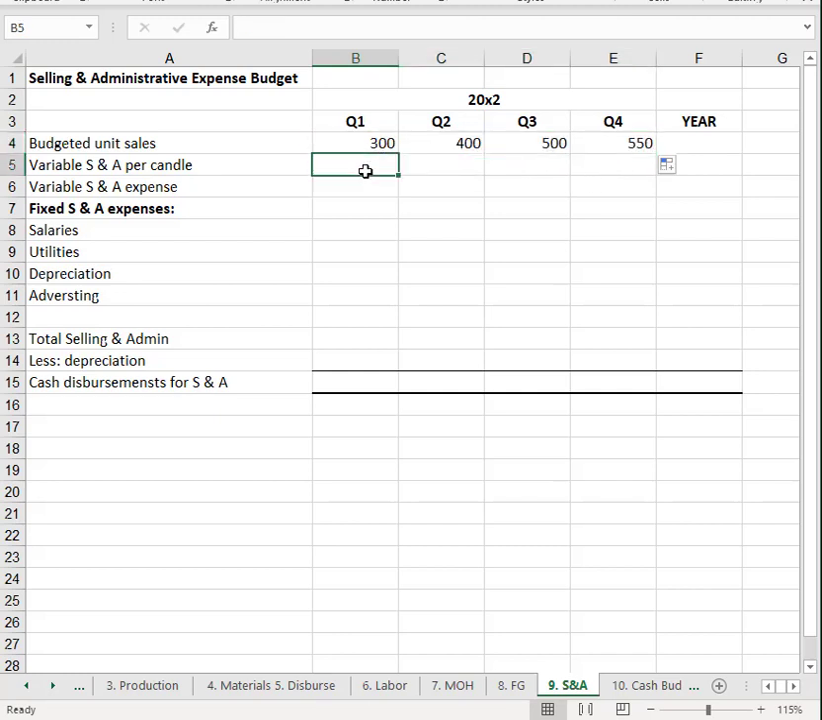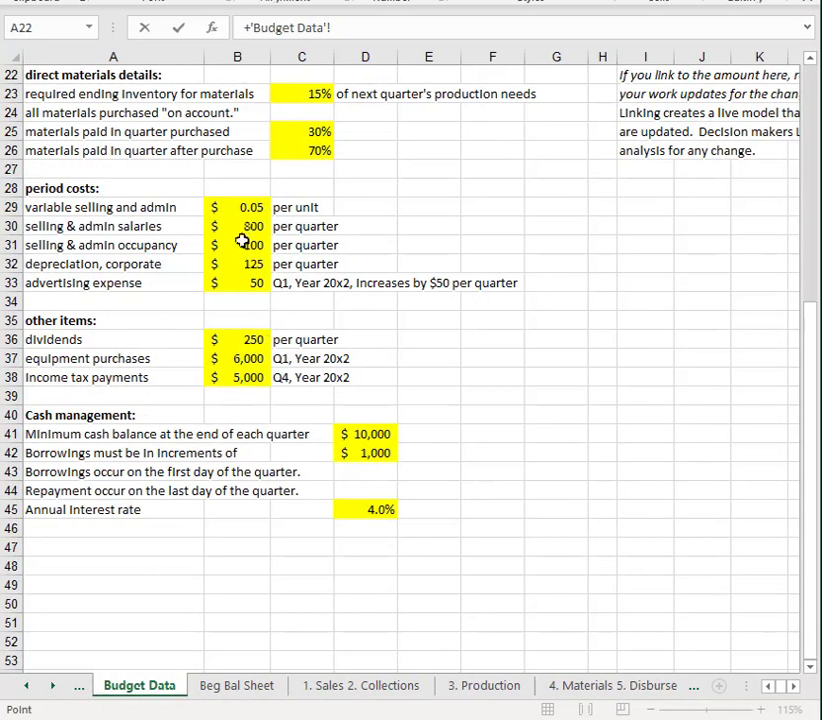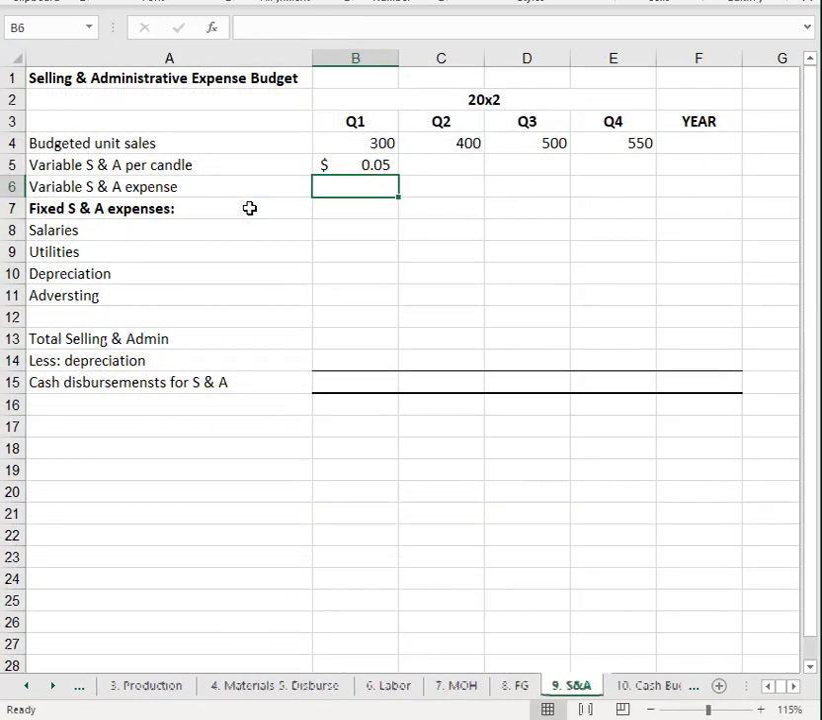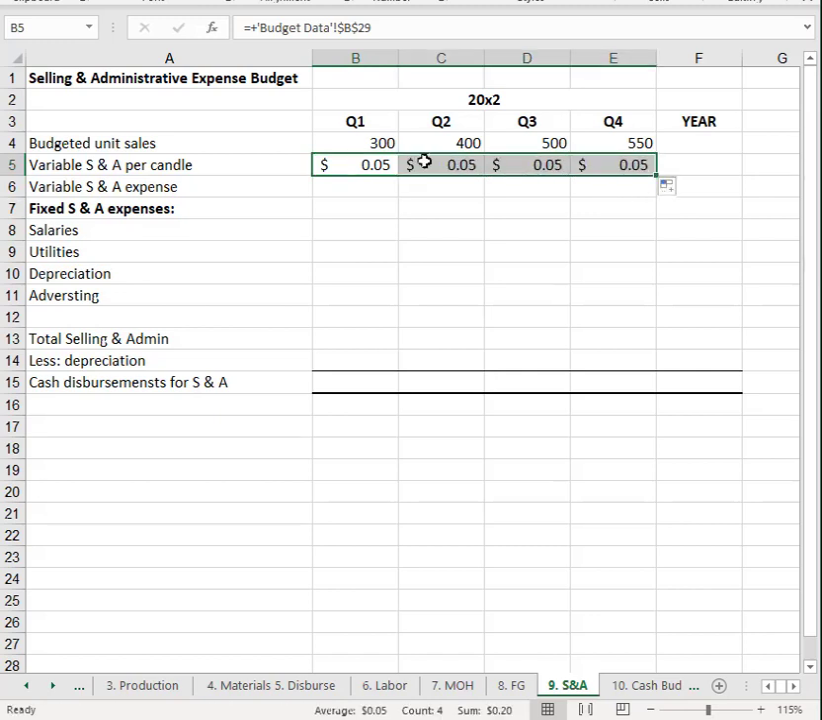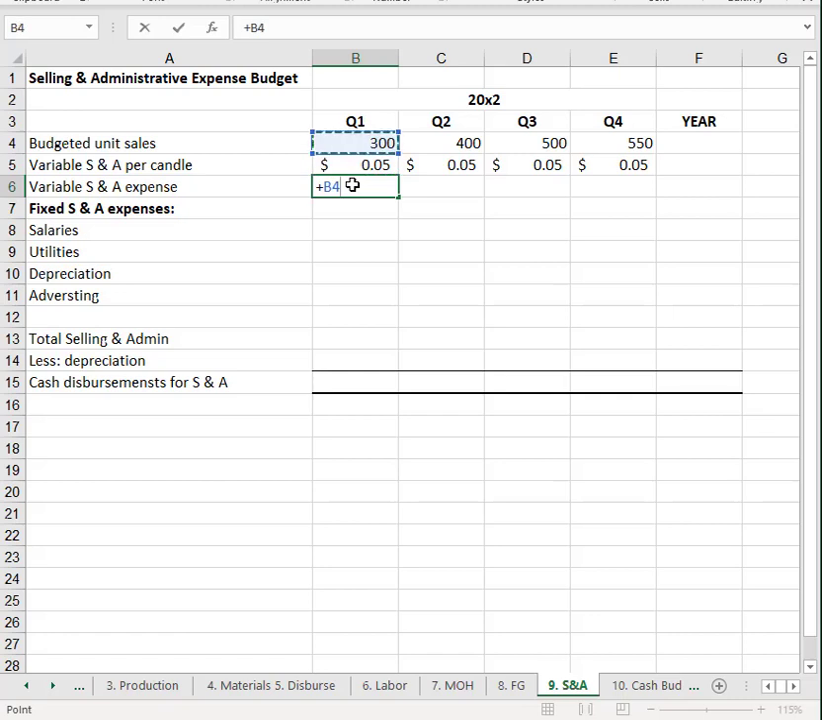All right, and what is the variable per candle? So let's go back to the original budget. We're not going to type it in, we're going to link it. And I'm going to put my F4 in here to lock it down, make it an absolute reference instead of a relative reference. If you get trash here, that means you didn't lock this down and it's floating to the right on the data sheet. Okay, so the expense will be units times 5 cents each. So there's that math.